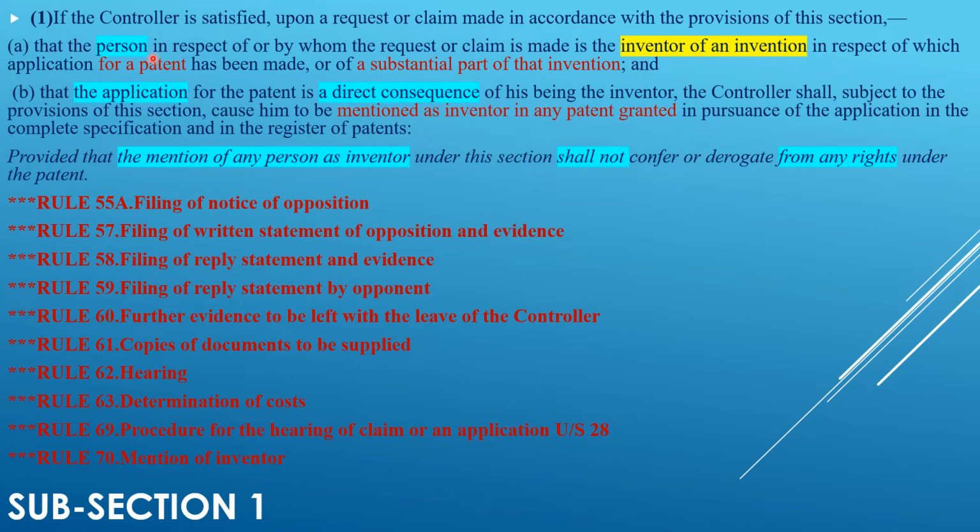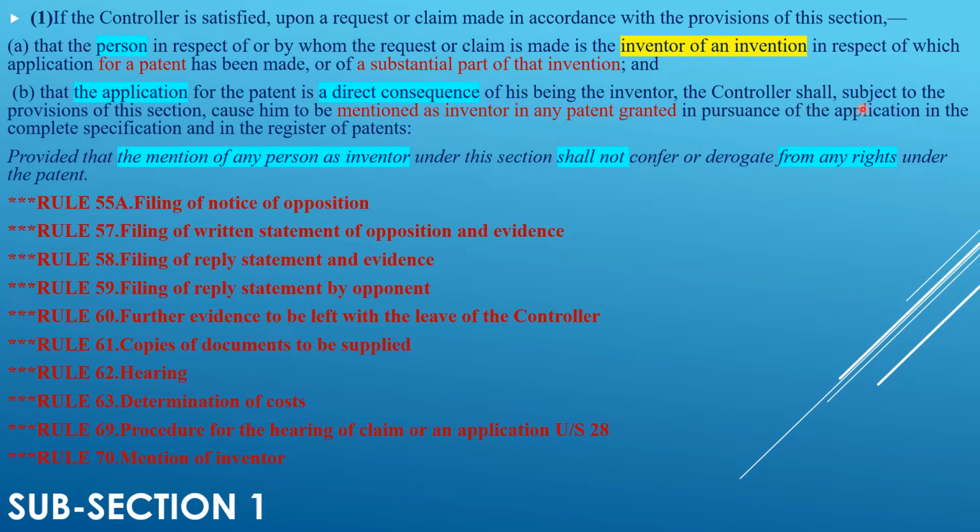Subsection 1 says, if the controller is satisfied upon a request or claim made in accordance with the provisions of this section, then clause A, that the person in respect of or by whom the request or claim is made is the inventor of an invention in respect of which application for a patent has been made or of a substantial part of that invention. And clause B, that the application for the patent is a direct consequence of his being the inventor.